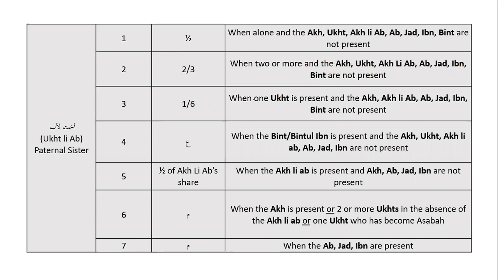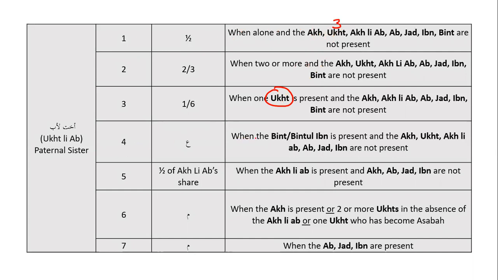Condition number 3 reads, when 1 Ukht is present and the Akh, Akh li'ab, Ab, Jad, Ibn, Bint are not present. So the one relative that is present here is the Ukht. Over here, we mentioned that the Ukht must not be present in order for the Ukht li'ab to get 1/2 of the inheritance. So over here on top of Ukht, I'm going to write the number 3, denoting that if the Ukht is present, it falls under number 3, if 1 Ukht is present.